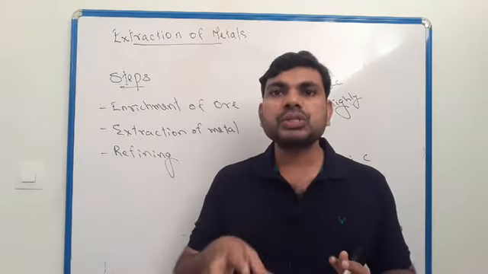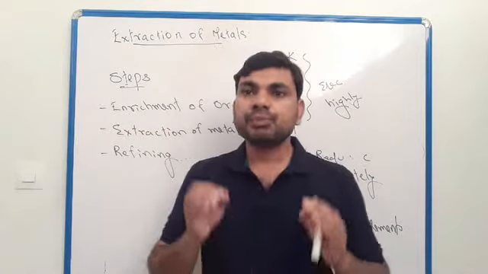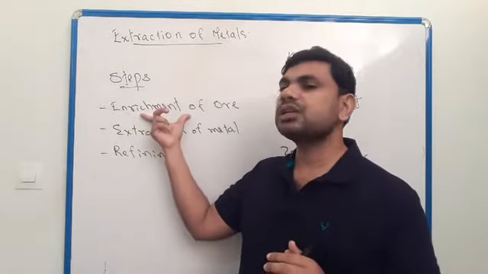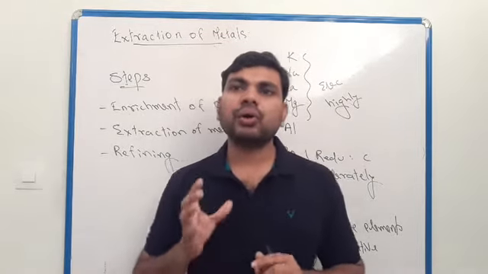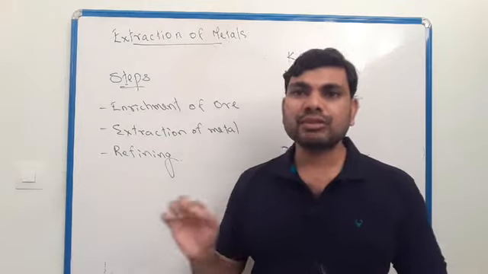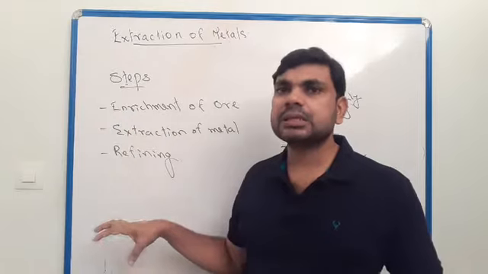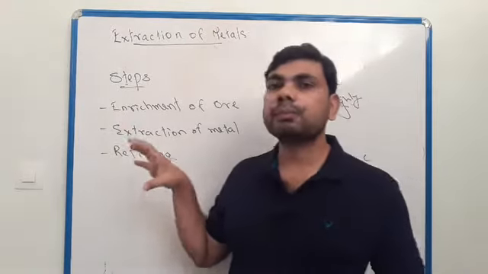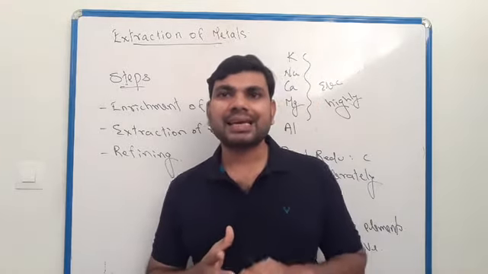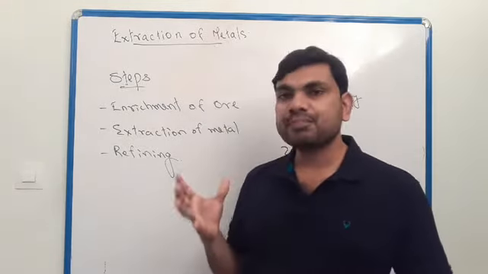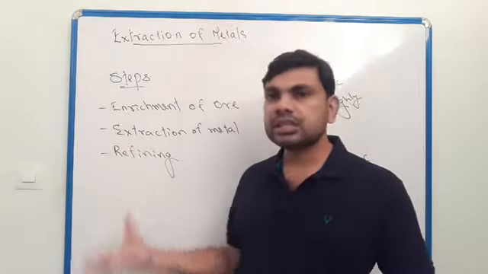We have to reduce the impurity content. This process is called enrichment of ore, or we can say concentration of ore. So these are the three different steps for the extraction or production of metal. First one, enrichment of ore. Second one, extraction of metal. Third one, refining. We will discuss more details about this.